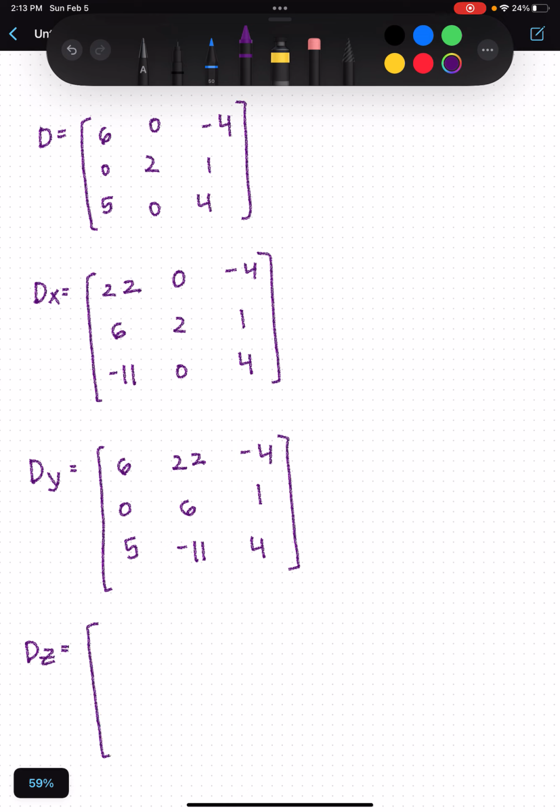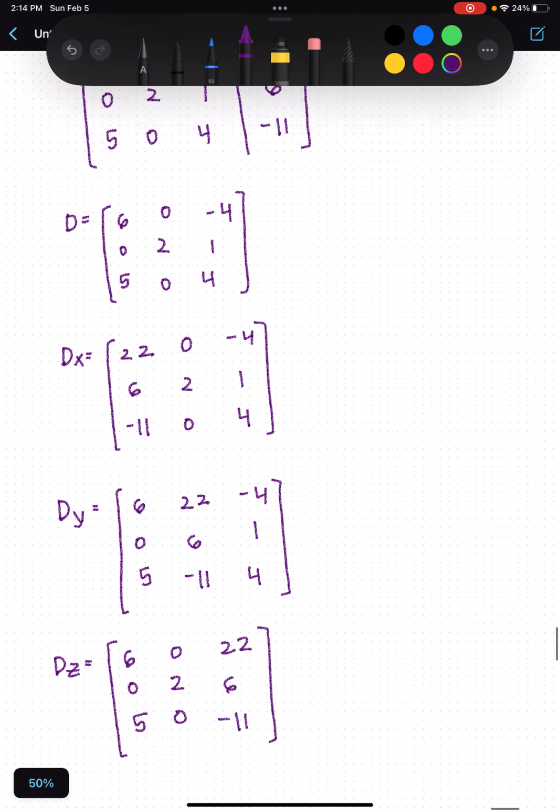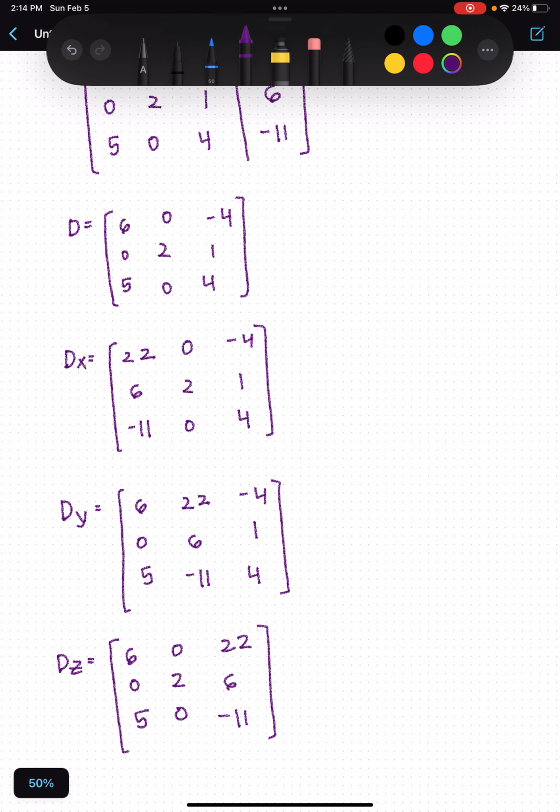First column, second column are the same, but the last column gets changed out by the answers. So it'd be 6, 0, 5, 0, 2, 0, and then 22, 6, negative 11. All right, so here are our 4 matrices based on the original equations. And now what we want to do is find the determinants of each of these.